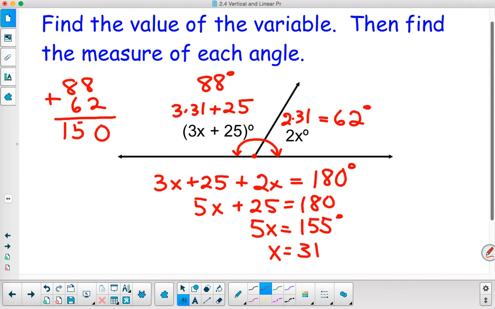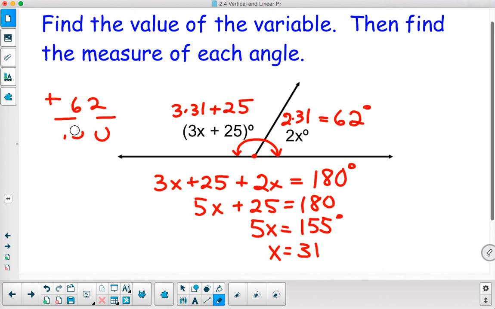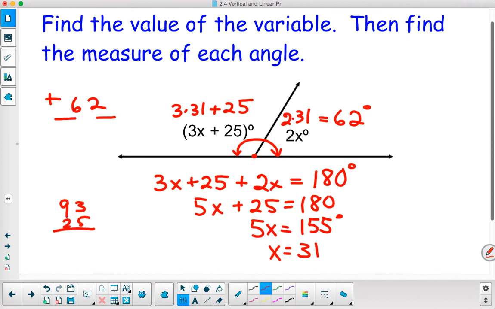What did I do wrong? Oh, I didn't calculate this up here right. This is not 88. Back up. Good thing I checked it. I made a mistake. 3 times 31 is 93 plus 25. 93 plus 25, 118.